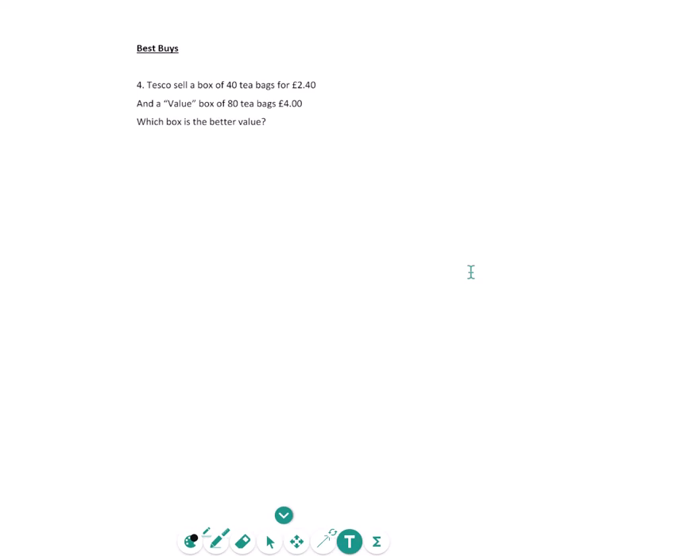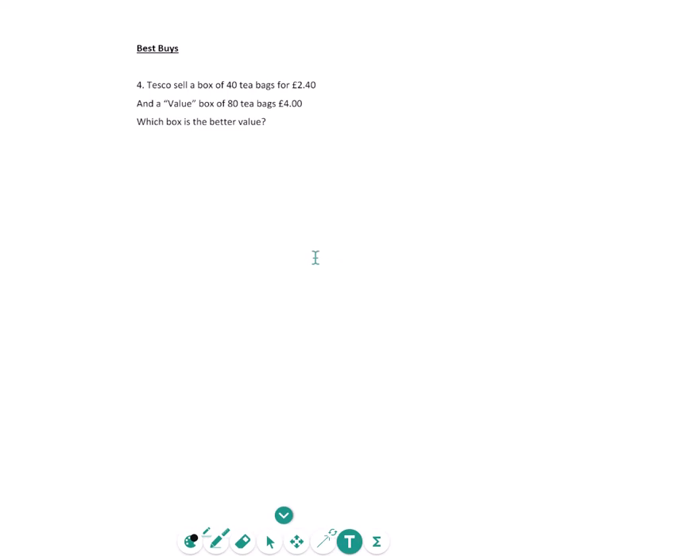Now we have some best buys. Tesco sell a box of 40 tea bags for £2.40. And they also sell a value box of 80 tea bags for £4. So which box is the better value?